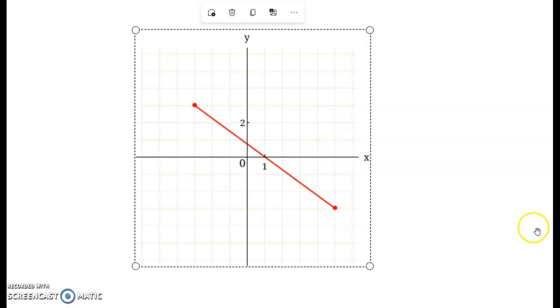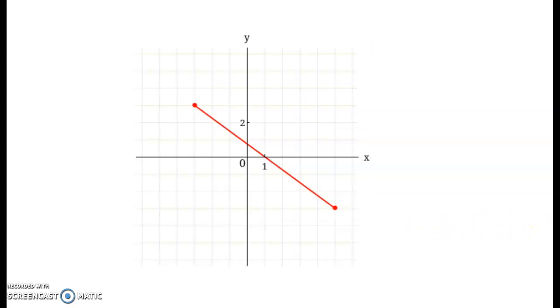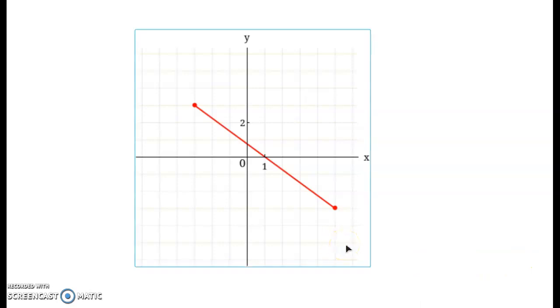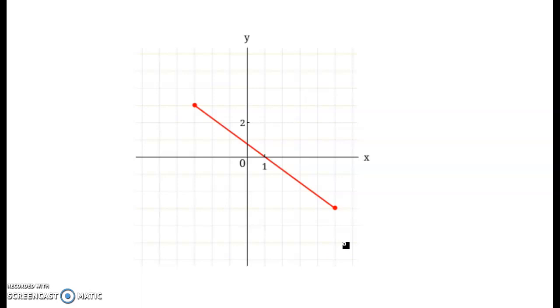All right, so this question asks us to find the distance between these 2 points and the midpoint of the segment that joins the 2 points. So the first thing we'll need to do is read the graph and be able to label these points. So I'm going to read this point.